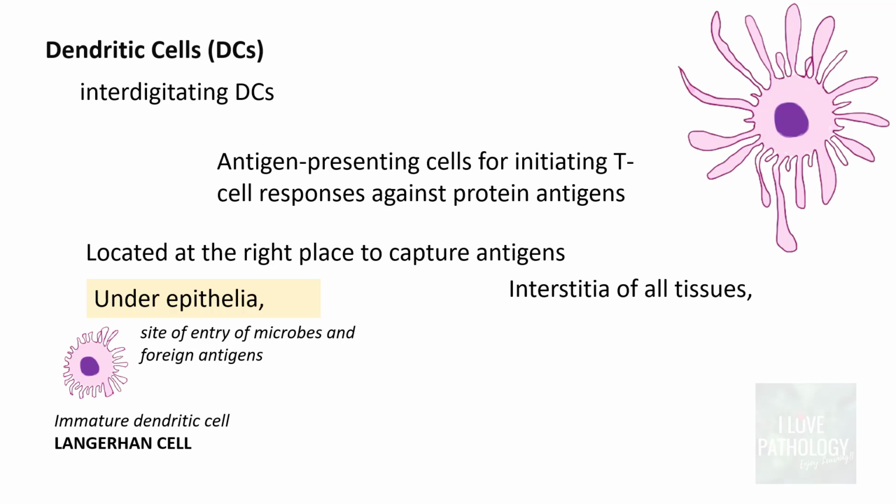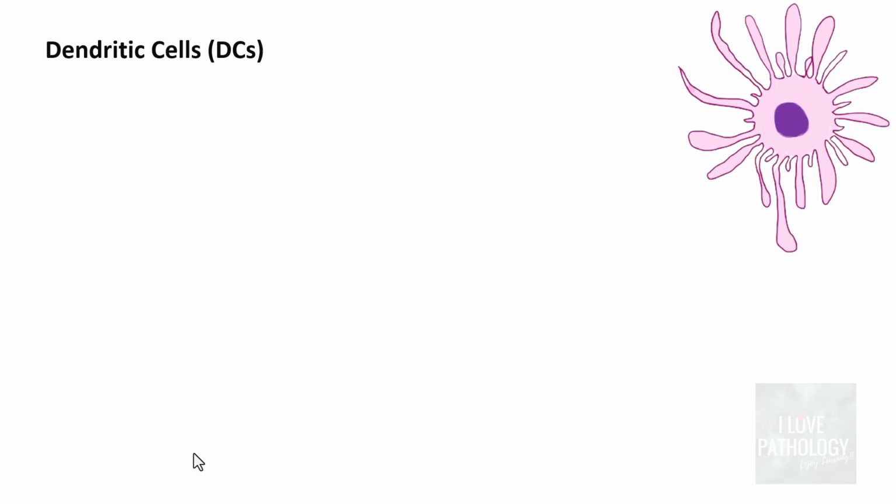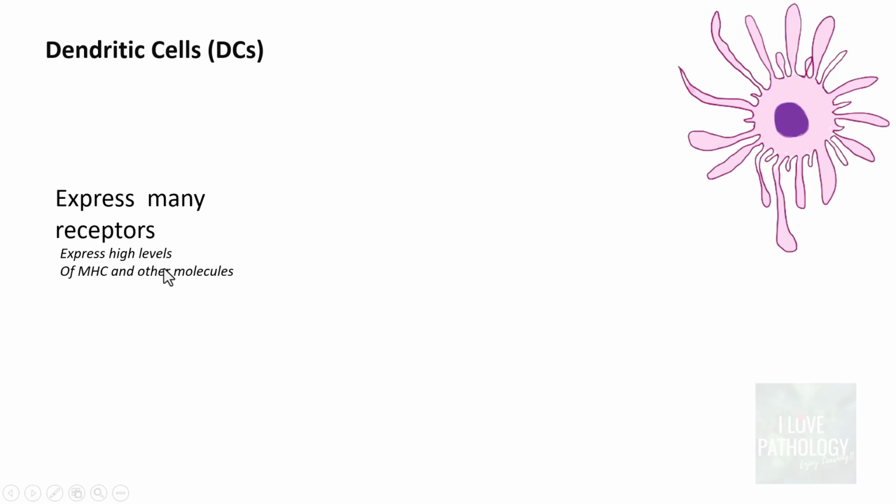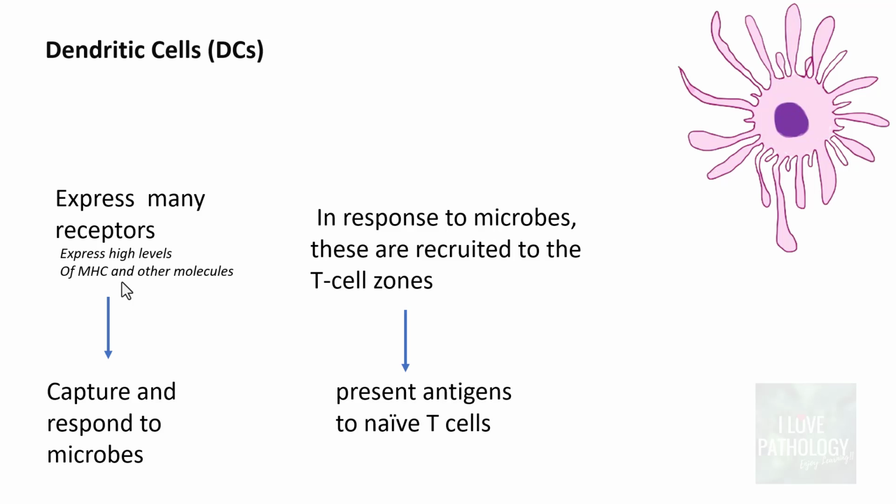So in the skin, the immature dendritic cell is referred to as Langerhans cell. The second important site is interstitia of all tissues where antigens may be produced. So how do these dendritic cells act? They express lots and lots of receptors, and they also express a very high level of MHC molecules and other molecules, which help in capturing and responding to the microbes.